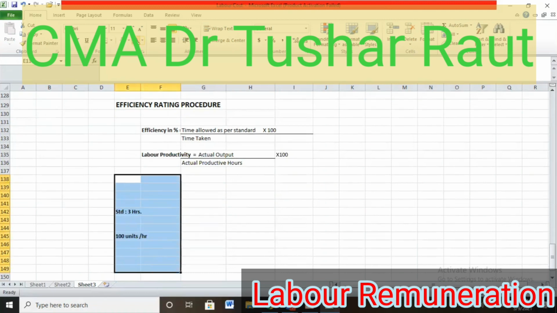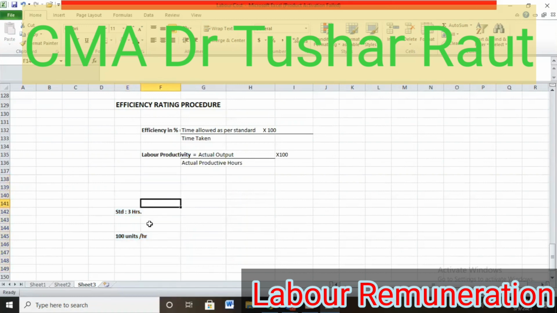Now there is an example. Suppose there are given standard 3 hours and 100 units per hour. So as per this, if given 3 hours to work and the standard units per hour is 100, that means in 3 hours we should make at least 300 units. Okay, let's see what happened with these 3: A, B, and C. They work for 1.5 hours, 3 hours, and 3.5 hours.